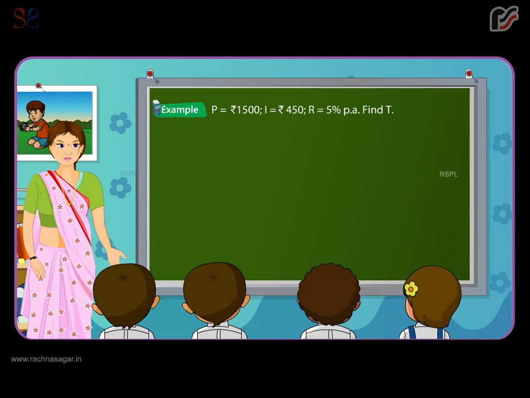Example, P is equal to 1,500 rupees, I is equal to 450 rupees, R is equal to 5% per annum. Find T. Solution, T is equal to 100 into I upon P into R is equal to 100 into 450 upon 1,500 into 6 is equal to 5 years.